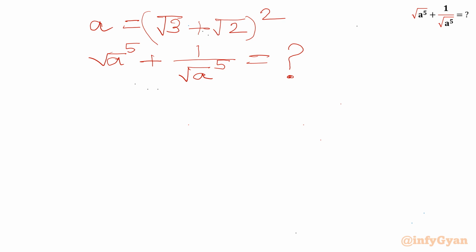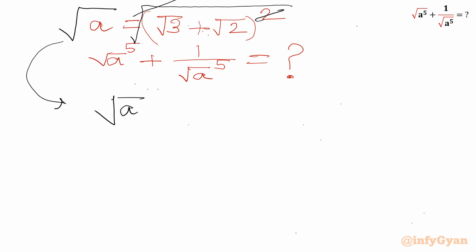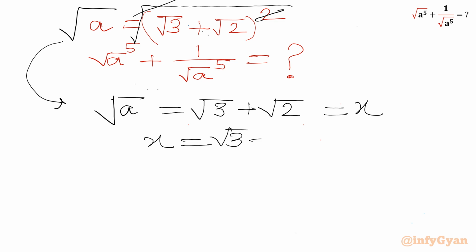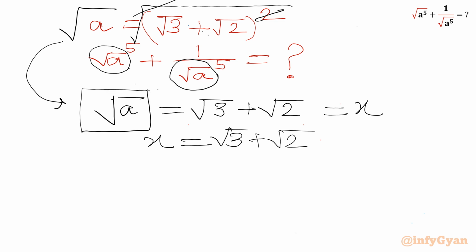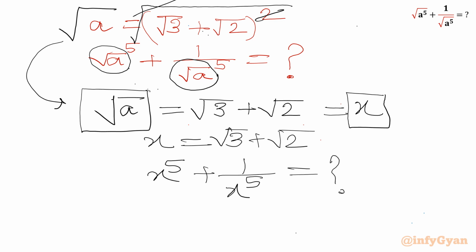Now I will consider a square root both sides. Let us take the square root. So square and square root will be over. I can write square root a equal to root 3 plus root 2, and I will consider this is equal to x. So x equal to root 3 plus root 2, and we are going to evaluate x power 5 plus 1 over x power 5, as root a equal to x. So I can write here x power 5 plus 1 over x power 5. Now this will be a comparatively easier calculation.